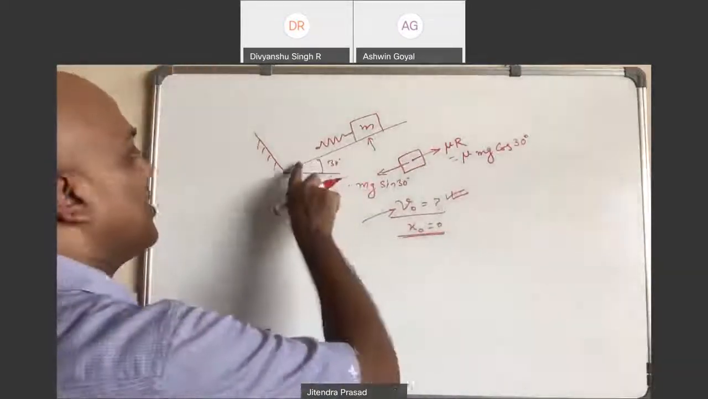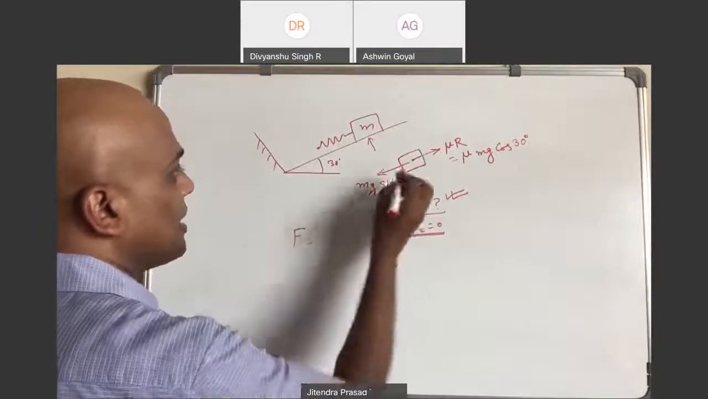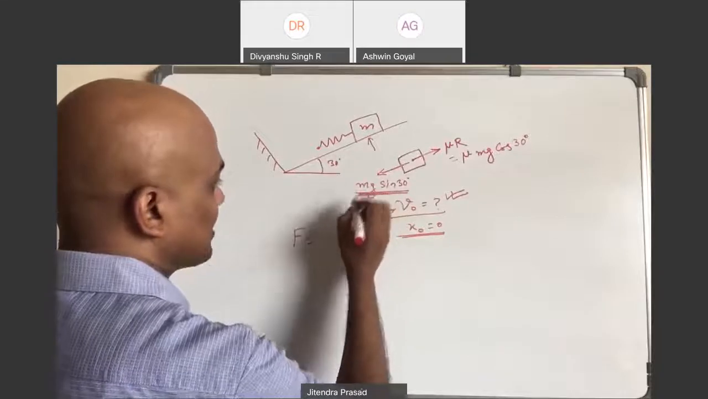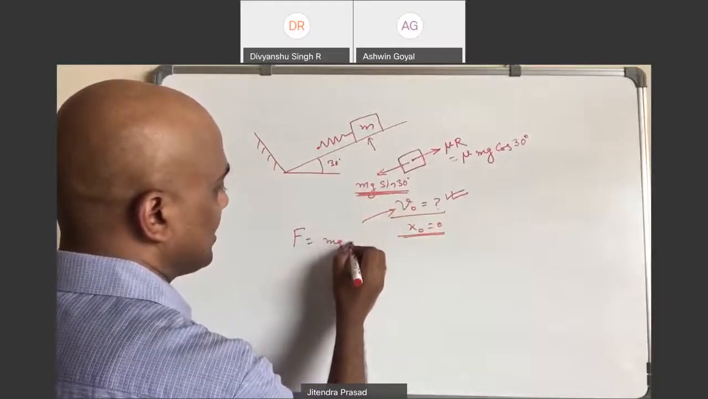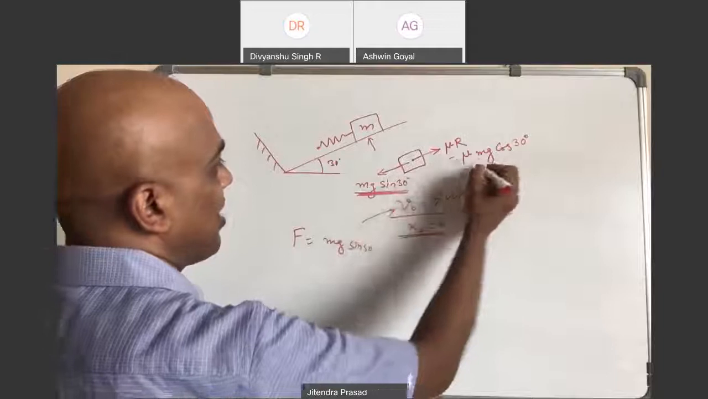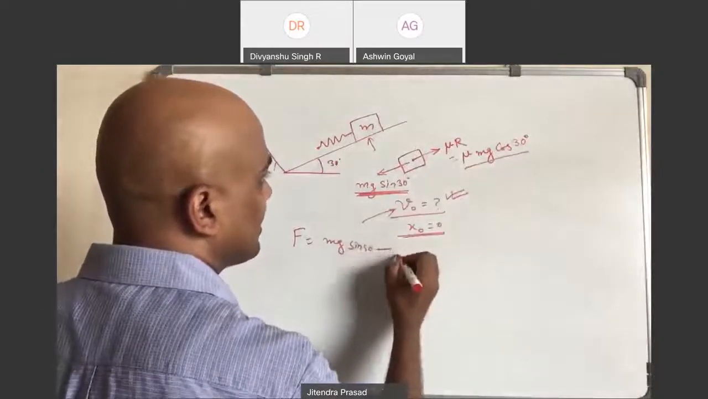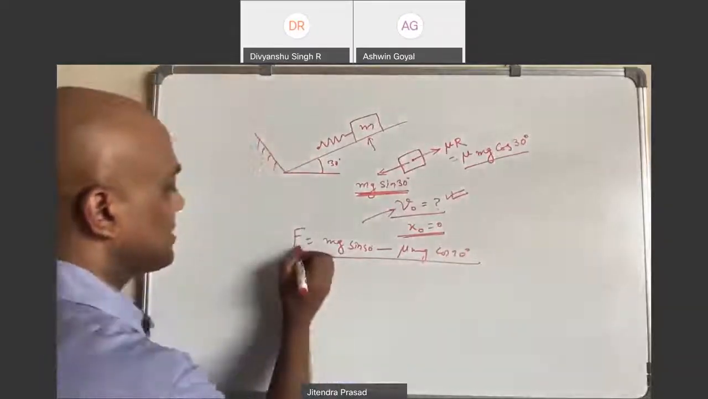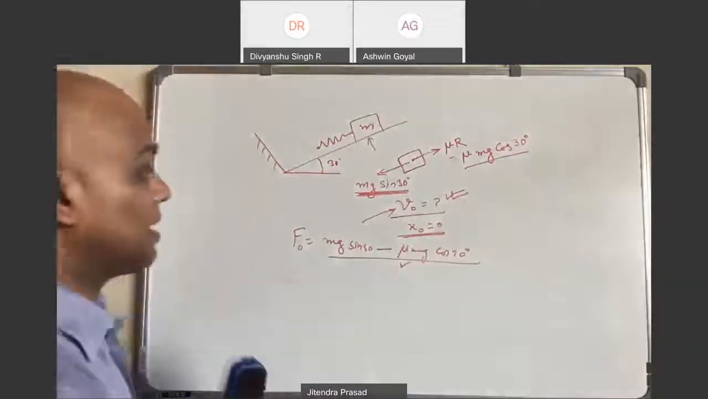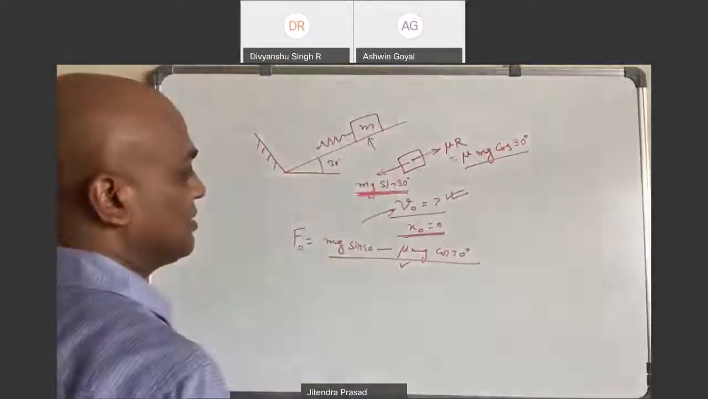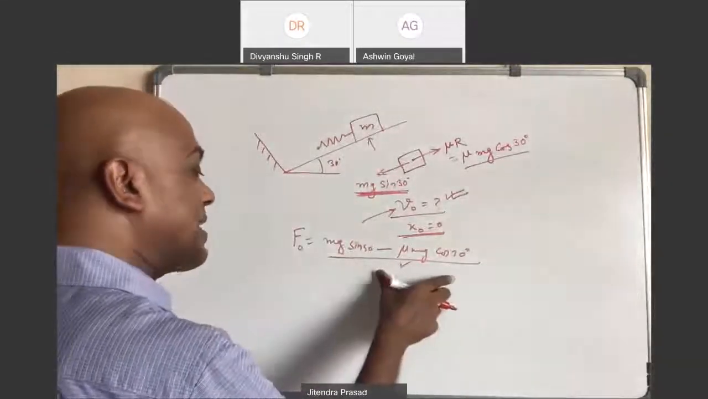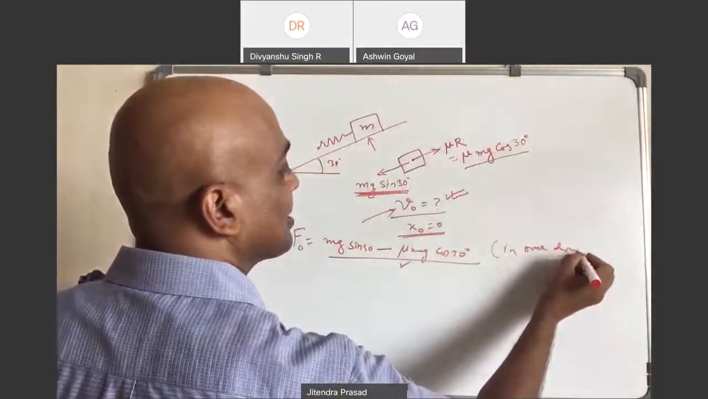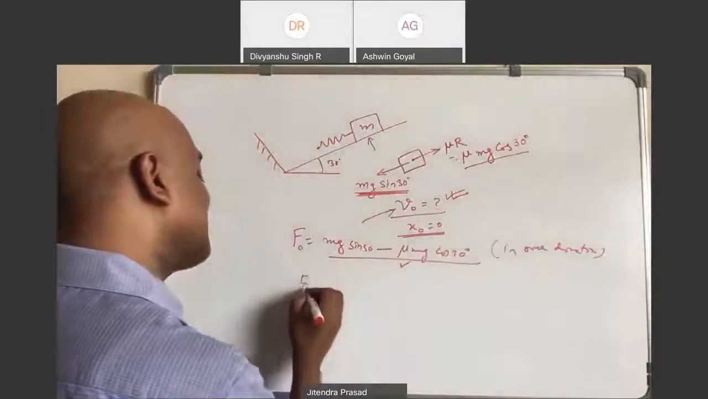Okay. Now the force, earlier you had the constant force, which was mg sine 30 degree only, but now we will have this also, the minus mu mg cos 30 degree. So your force will change. This is F naught. F naught will change. This will change in one direction only, though. The other direction it will change differently.